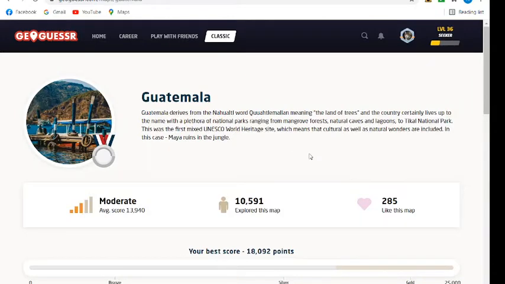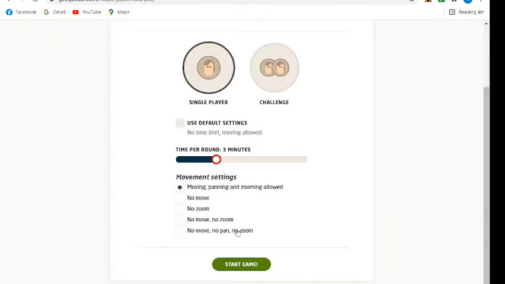In fact, in the description of the map here, it even says that the name Guatemala comes from Nahuatl. So that's misspelled on the GeoGuessr page. I should write them an email about that. But so even the name of the country comes from Mexico. Okay, so I guess we can start another game then.